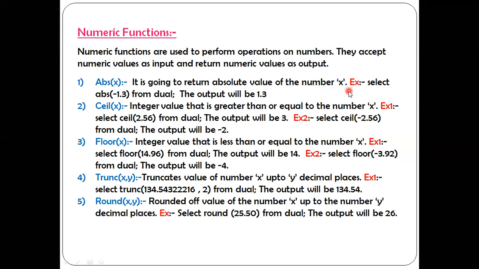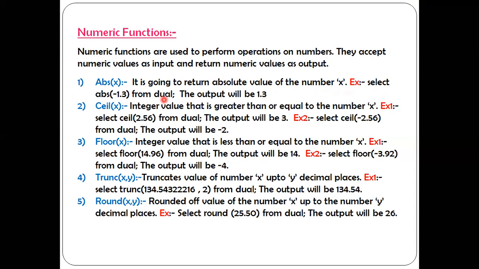Let us take an example using this absolute function. There you can see the example: select ABS. ABS is the name of the numeric function, that is absolute. In brackets, what I wrote is minus 1.3, close bracket, from dual.